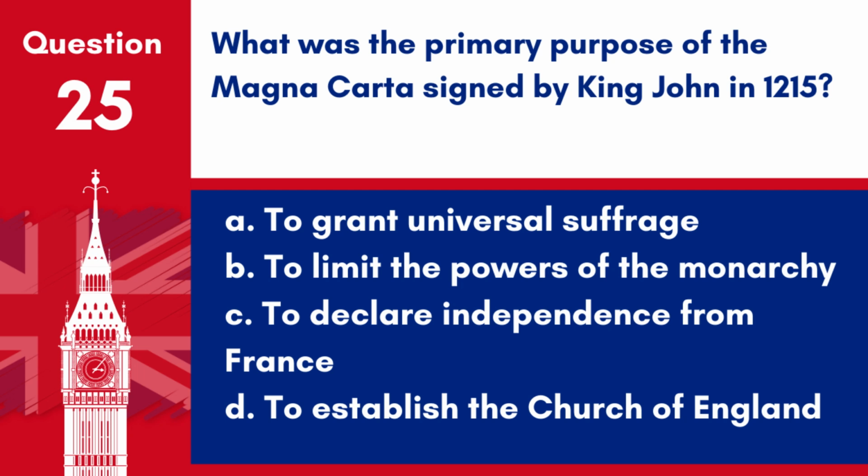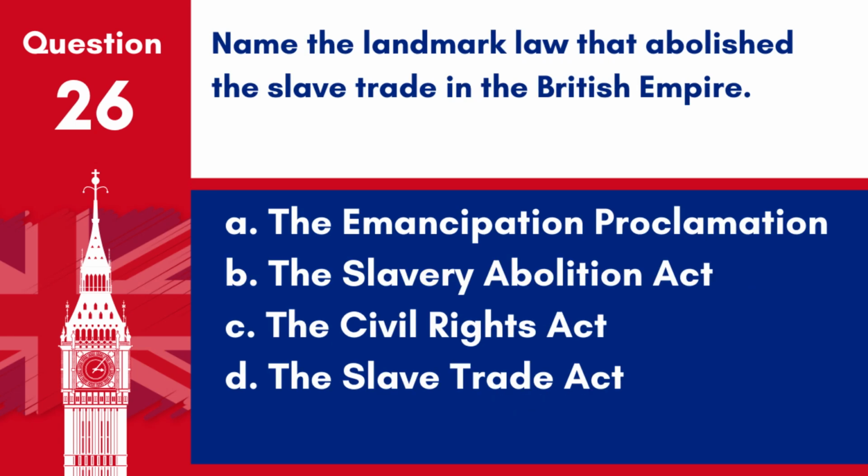Answer: B. To limit the powers of the monarchy. The Magna Carta was significant for its role in limiting the powers of the monarchy and laying the foundation for modern democracy. Question 26. Name the landmark law that abolished the slave trade in the British Empire.